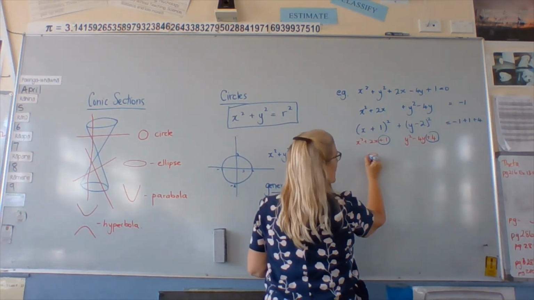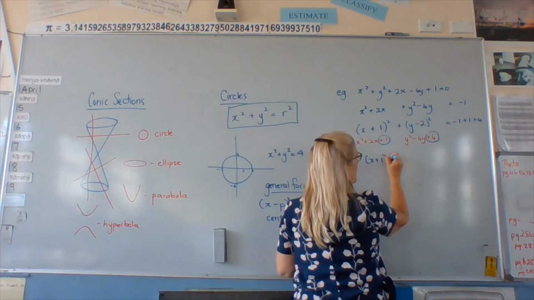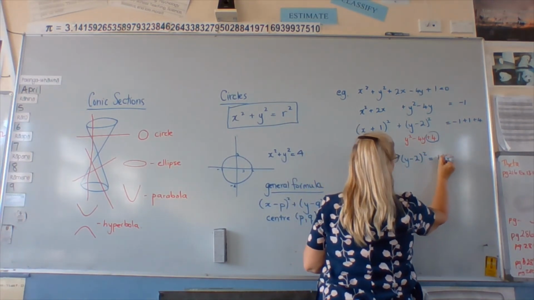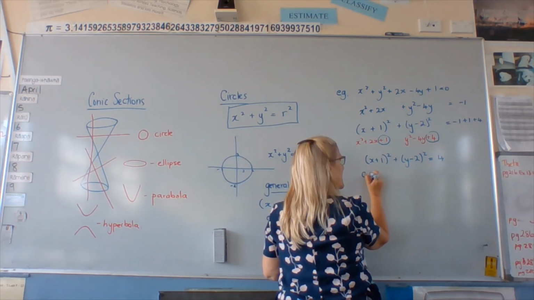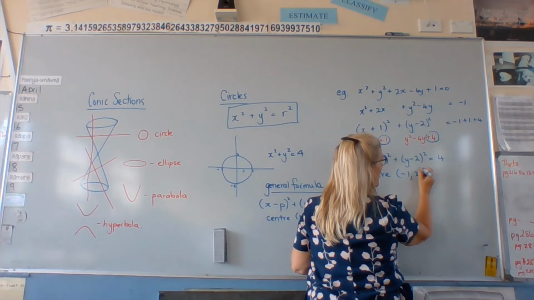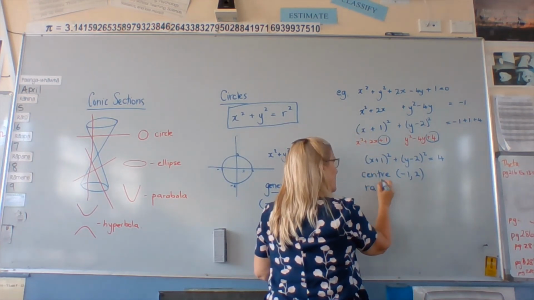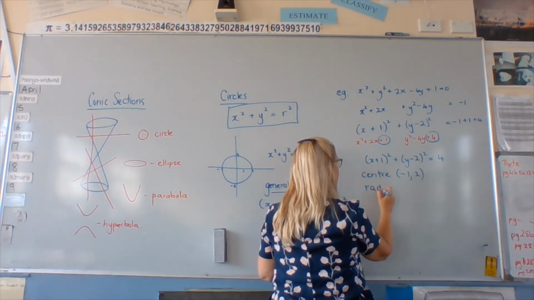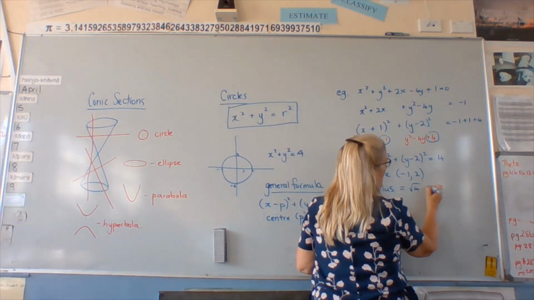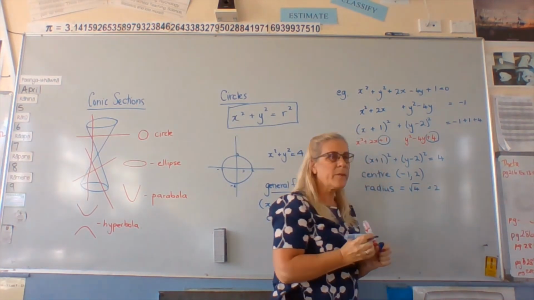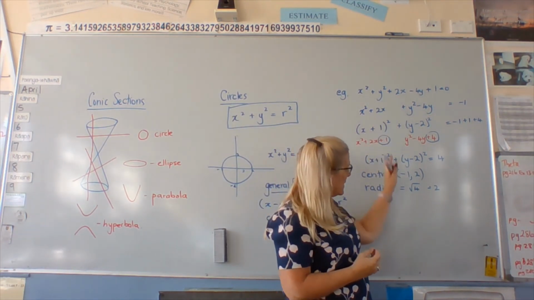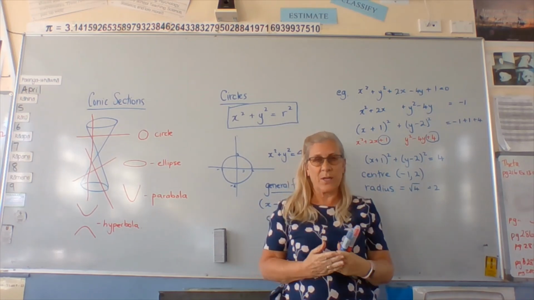So what we've got now is x plus 1 squared plus y minus 2 squared equals 4. Therefore, the centre of our circle is at negative 1, 2, and the radius, remember the signs change, is equal to the square root of 4, which is 2. Alright, so we've got to learn to be able to complete the square on an equation to find out what our circle looks like.